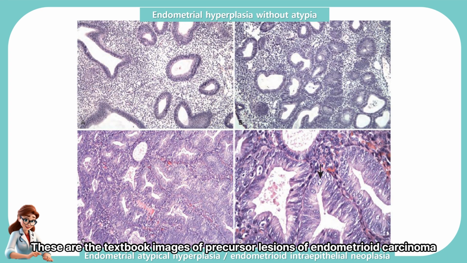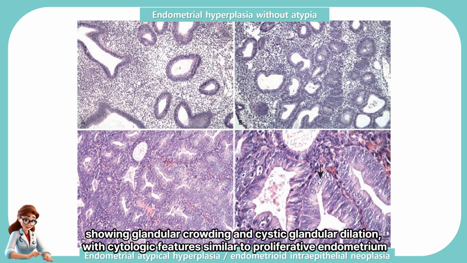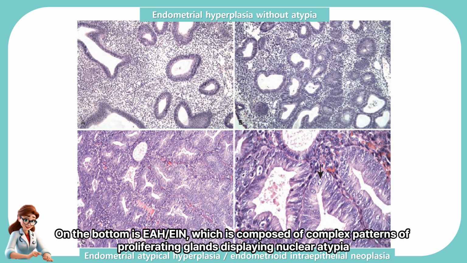These are the textbook images of precursor lesions of endometrioid carcinoma. On the top is endometrial hyperplasia without atypia, showing glandular crowding and cystic glandular dilation, with cytologic features similar to proliferative endometrium. On the bottom is EIN, which is composed of complex patterns of proliferating glands displaying nuclear atypia.